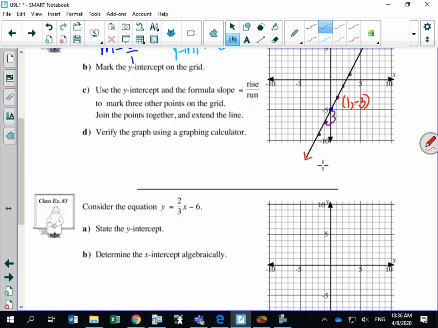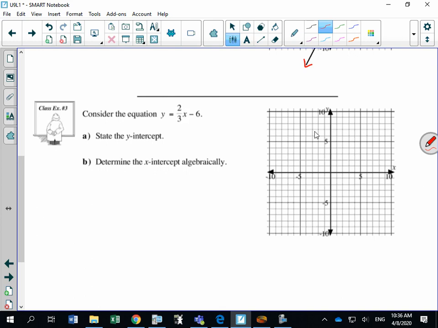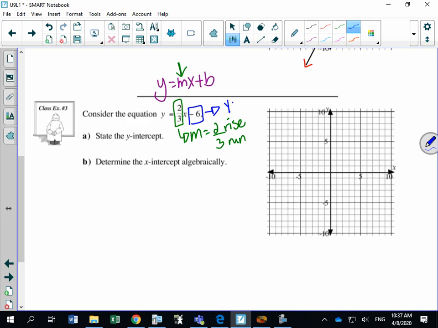Okay, let's do class example number 3, which is actually our last class example. So consider the equation y is equal to 2 over 3x minus 6. Ask yourself always, is it in this form, mx plus b? And it is in that form. So what I always do is I always write down what is my slope, and the slope is in front of your variable x. So the slope is 2/3, which means a rise of 2 and a run of 3. And what is your y-intercept? Y-intercept is equal to -6.